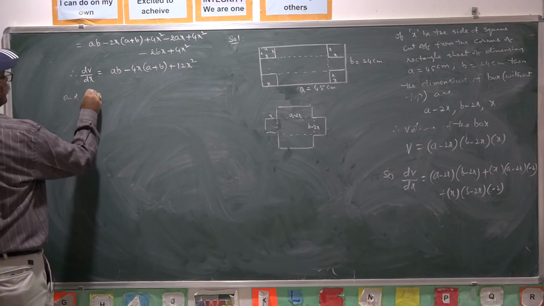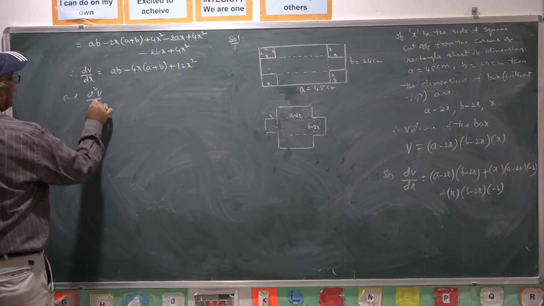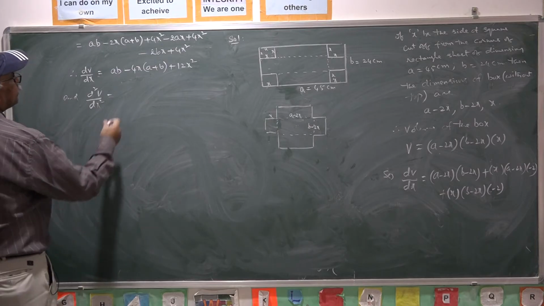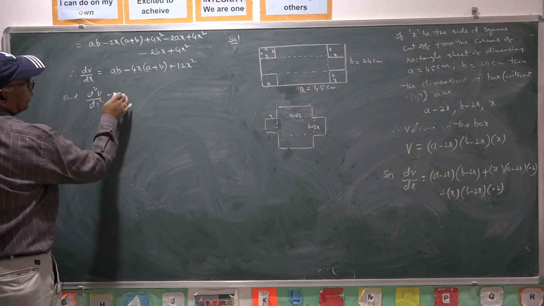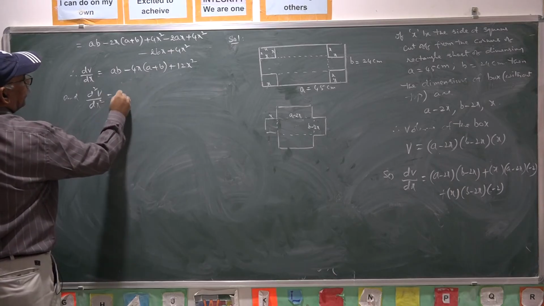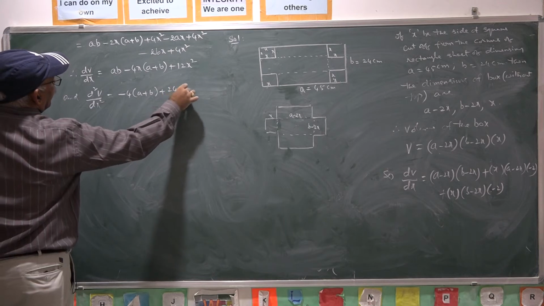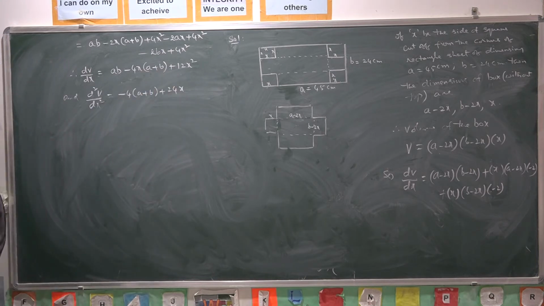And the second derivative, d square V by dx square, is the derivative of ab, a constant, which is 0. So, this is minus 4 into (a plus b) plus 24x. This is our second derivative.